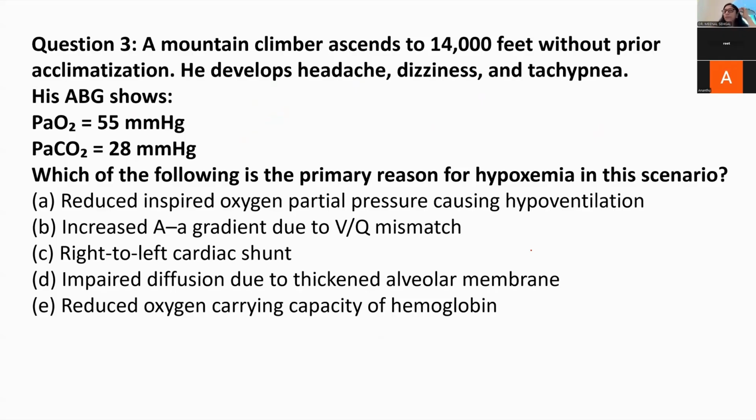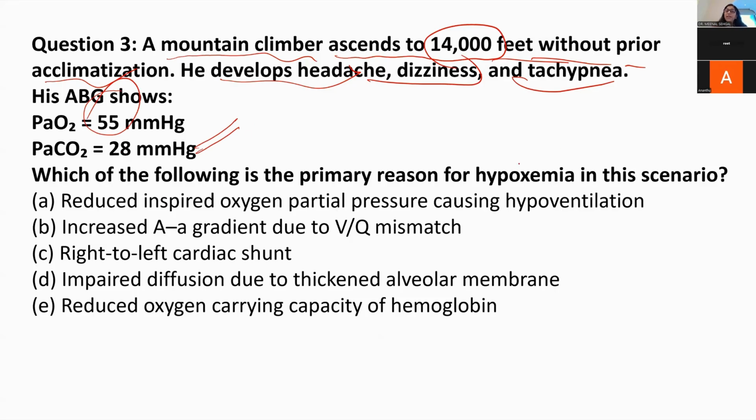Question number 3. Now here we have a mountain climber. He is rising to 14,000 feet without prior acclimatization. So he just came and started rising up and he reached 14,000 feet without resting and without allowing his lungs to get acclimatized. So what did happen? He developed sudden headache, dizziness and tachypnea. ABG is showing hypoxemia with normocapnia.